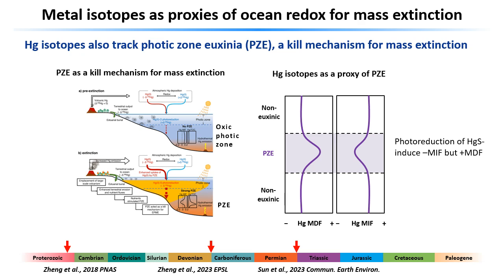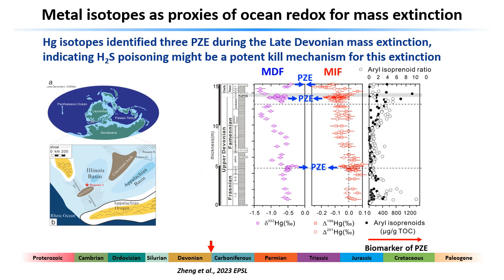This is a signature totally different from any other biogeochemical processes, so this allows us to specifically trace the PZE phenomenon. For example, in the Late Devonian mass extinction, we found three positive excursions of PZE corresponding very well to the FF extinction and also the DCB extinction, indicating that hydrogen sulfide poisoning might be the potential kill mechanism for this extinction.